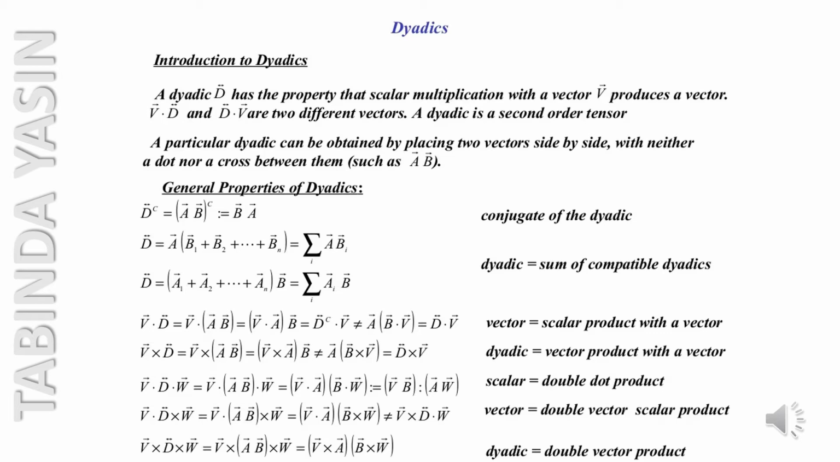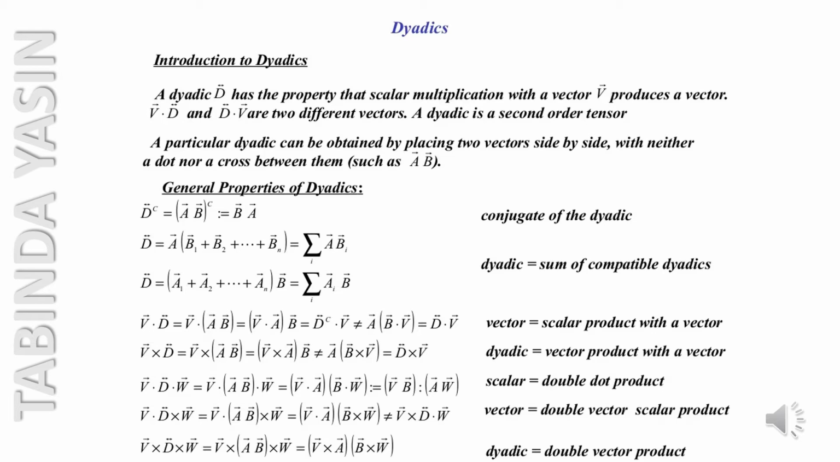Now V vector dot dyadic D is equal to V vector dot the dyadic A vector B vector, that is equal to V dot A in bracket times B vector, that is equal to dyadic D conjugate dot V, and is not equal to A vector times B dot V, which is equal to dyadic D dot V. It means that the result is a vector, from the scalar product with the vector.